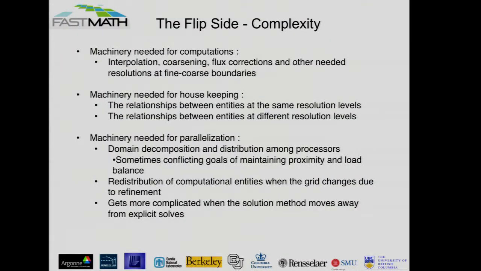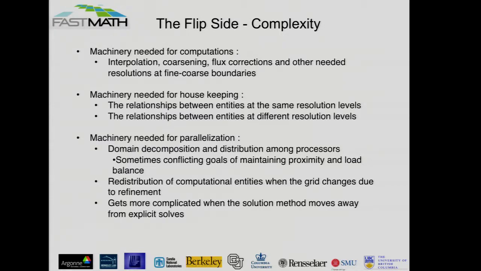But more importantly, sometimes you're working with a higher order method and you encounter a fine-coarse boundary and your solution does not match up to that higher order method. And if you really need a higher order solution, then you should not be using AMR techniques again. The flip side of using AMR, of course, is that you have a lot more complexity than you would with a uniform grid discretization, because you need a lot of machinery. You need interpolation to go from coarse to fine. You need coarsening. You need flux corrections, because at the fine-coarse boundaries, you need to resolve your fluxes. And there are other resolutions that you need to do at fine-coarse boundaries.